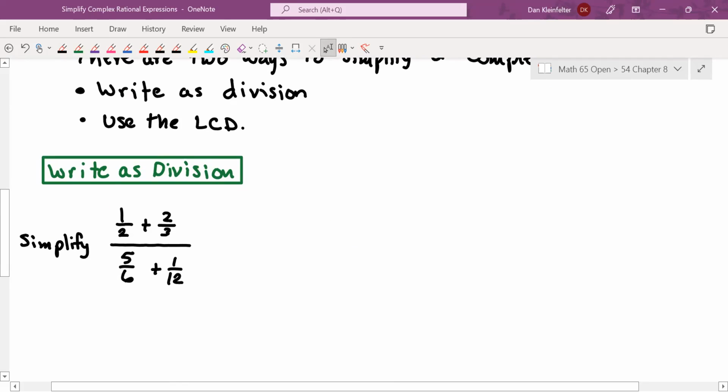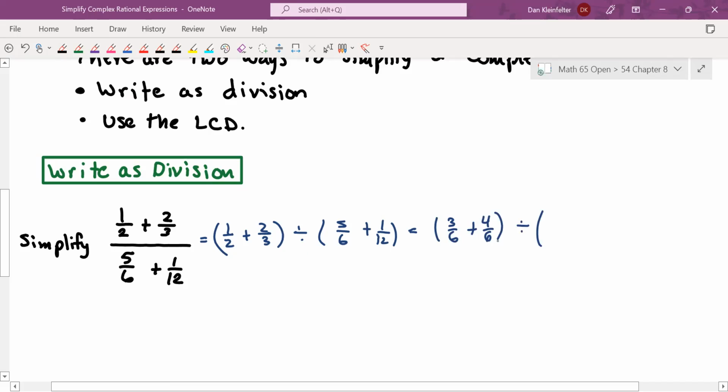We're going to try 1/2 plus 2/3 over 5/6 plus 1/12. So remember that a fraction can be represented as a division. So this is 1/2 plus 2/3, and then that is going to be divided by 5/6 plus 1/12. And then we're going to simplify each of the parts that are in parentheses and then simplify further. So here 1/2 plus 2/3, the common denominator there is going to be 6. So we'll have 3/6 plus 4/6.